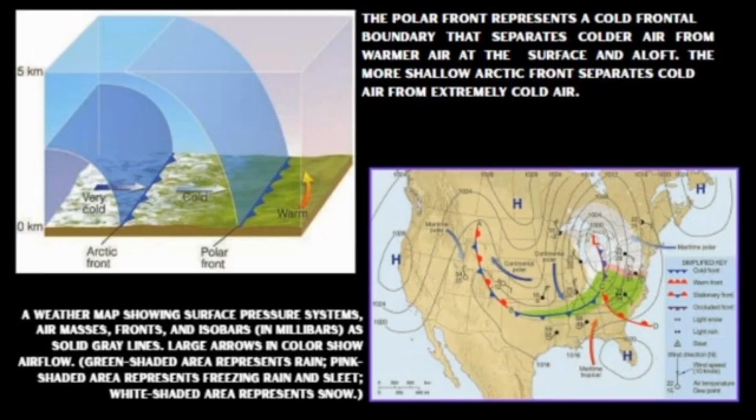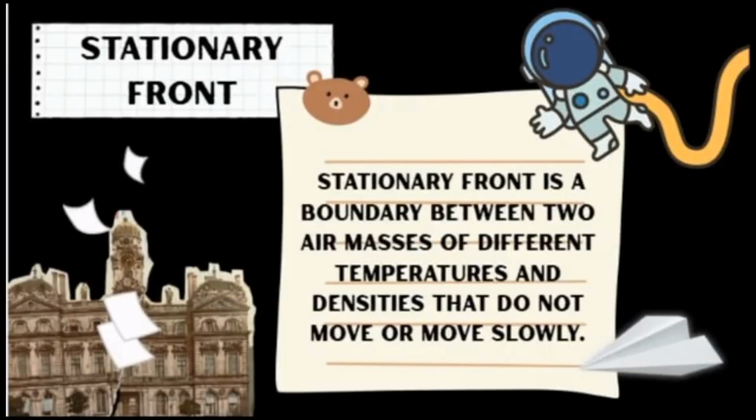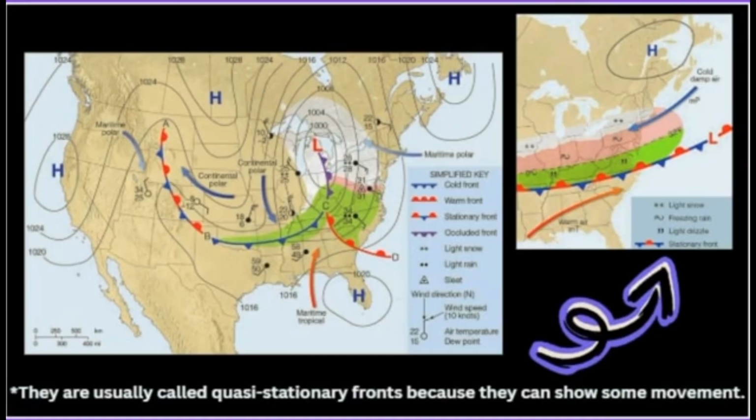We have stationary fronts. A stationary front is a boundary between two air masses of different temperatures and densities that do not move or move slowly. So again, a stationary front is a standoff, a boundary between two air masses that barely move. Picture warm air on one side and cold air on the other, with neither pushing forward. These fronts can linger for days, bringing clouds, drizzle, or light precipitation.